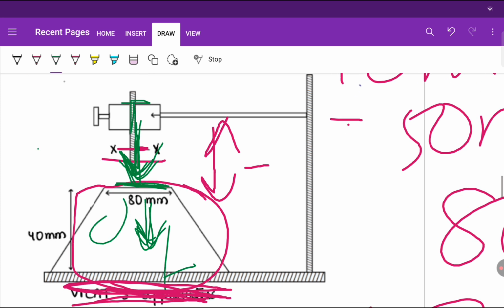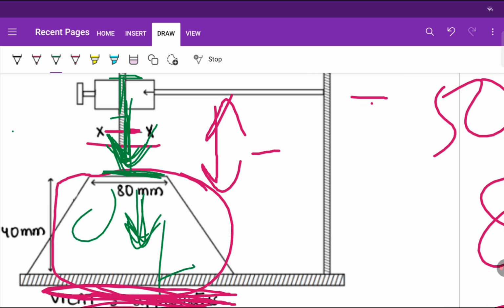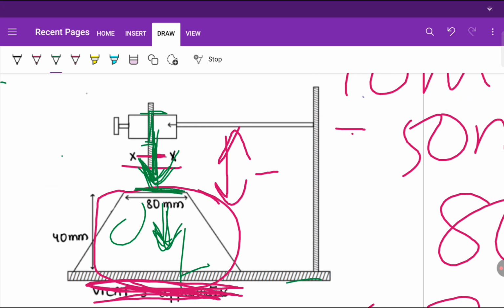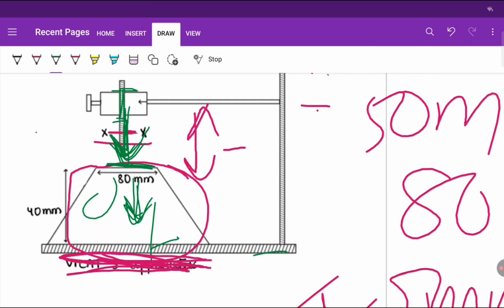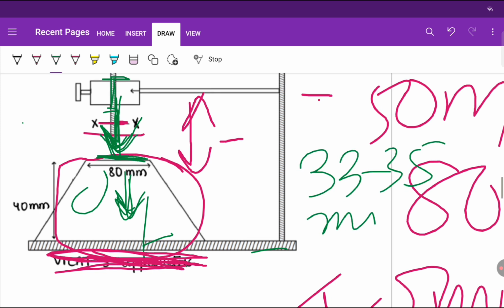Then we will note the penetration of the plunger. There will be a scale on the plunger, so how much it penetrates, we'll note it. We'll do this till that extent. The penetration from the top is 33 to 35 mm, and if I see from the bottom, then 5 to 7 mm.